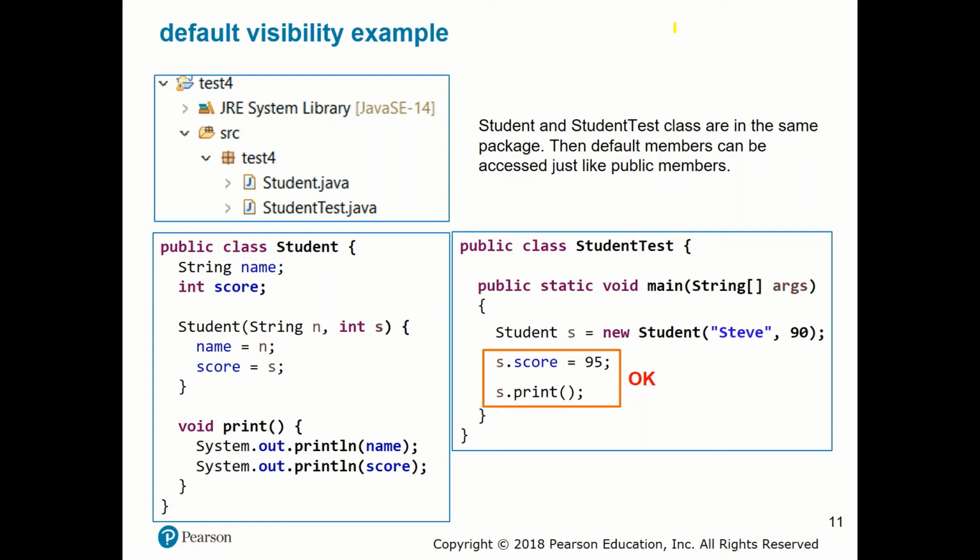There are 2 classes here, Student and StudentTest. These 2 classes are in the same package. And here, the name and the score, these two attributes, are default access because there is nothing here. So this is not private and this is not public. So we call this default access visibility. So this data can be accessed by other classes in the same package. This means that name and score can be accessed in the StudentTest class because Student and StudentTest classes are in the same package. So this is okay.